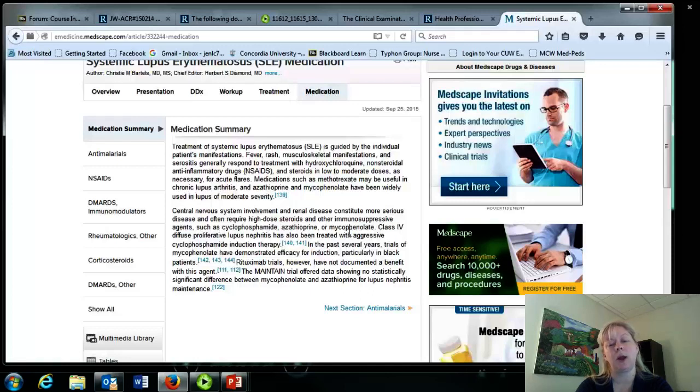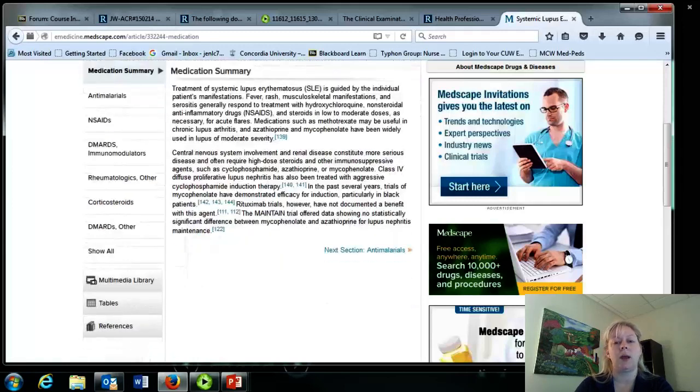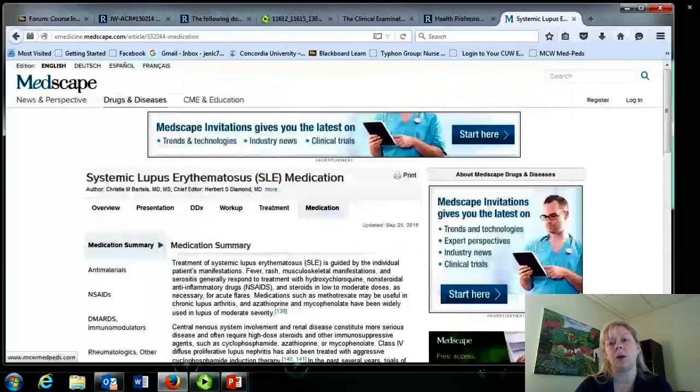Do they have acute flares? They'll use methotrexate. So a lot of times they'll use a lot of the same medications as they'd use for rheumatoid arthritis. They'll also use other specific medicines such as azathioprine. And then they also use cyclophosphamide if you have lupus nephritis, which is your kidney disease from lupus. But again, that's going to be from a nephrologist's point of view.